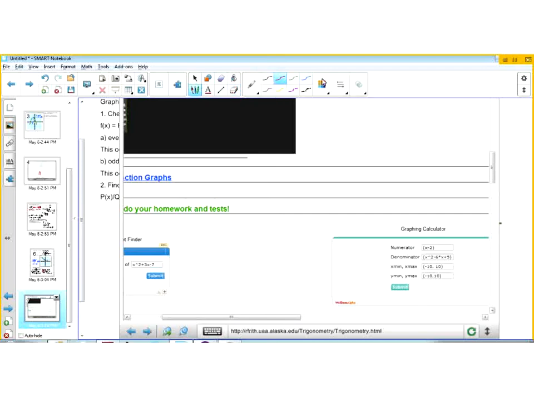Oops, sorry. That's not what I wanted to say. Let me write it. So let's consider this rational function, the graph. Again, I'm trying to show you how to determine a hole.